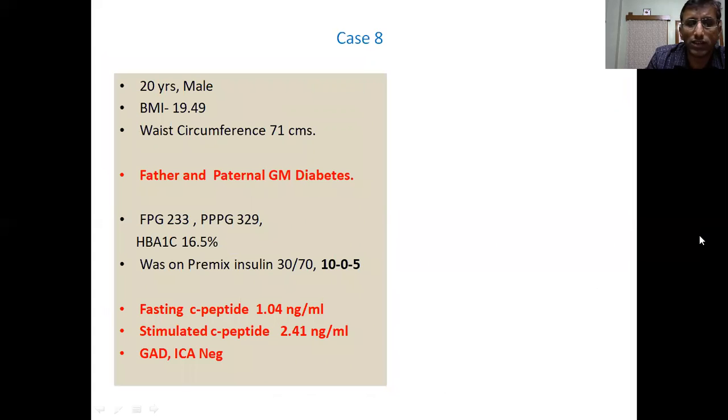So the last case is a 20-year-old male, normal BMI, family history of diabetes, and he had hyperglycemia. He was referred to us after a few months of diagnosis, and he was on 3 weeks of insulin, around 15 units per day. And his C-peptide, both fasting and stimulated, were within normal range, and autoantibodies were negative. And you can think that 15 units for a 20-year-old male is very, very low. So we had suspicion because of the family history of diabetes, small dose of insulin, normal C-peptide, and negative autoantibodies.